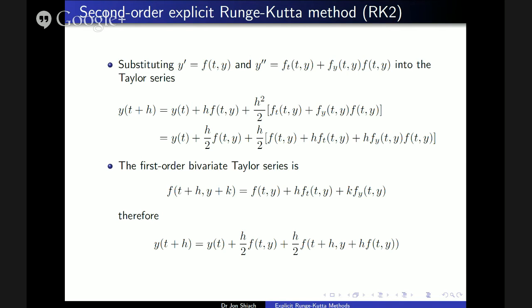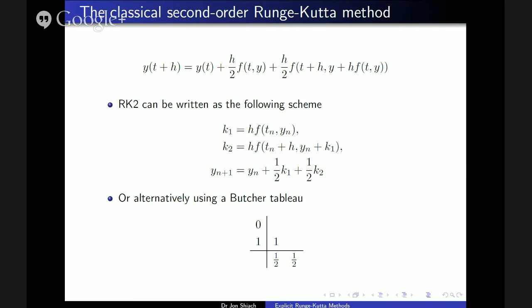So I can write down this using the first order bivariate Taylor series. All I've done there is replace the square bracket with the bivariate Taylor series, and that gives me that. So this is what I've got so far, and from this I can write down my scheme. If I let K1 be h f of t,y, and I let K2 be this term here, h times f of t plus h, y plus h f of t,y. But if K1 is h f of t,y, then I've just got y plus K1.